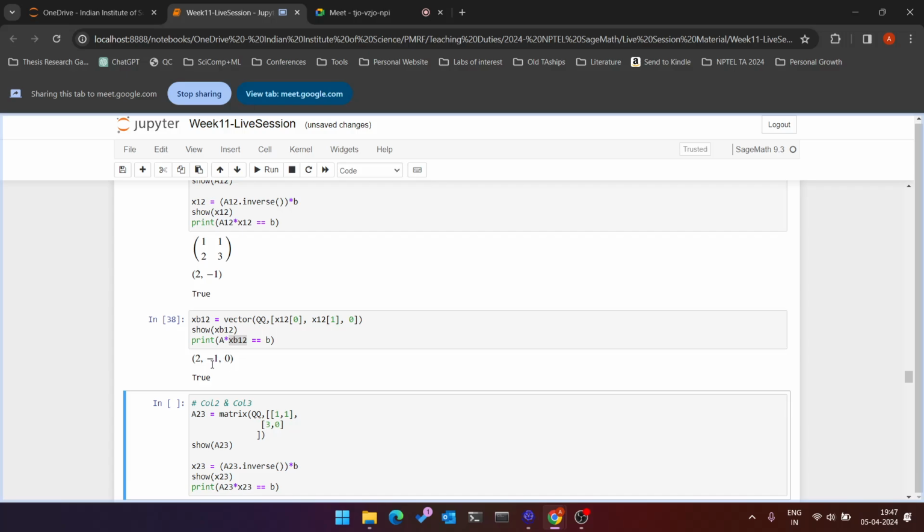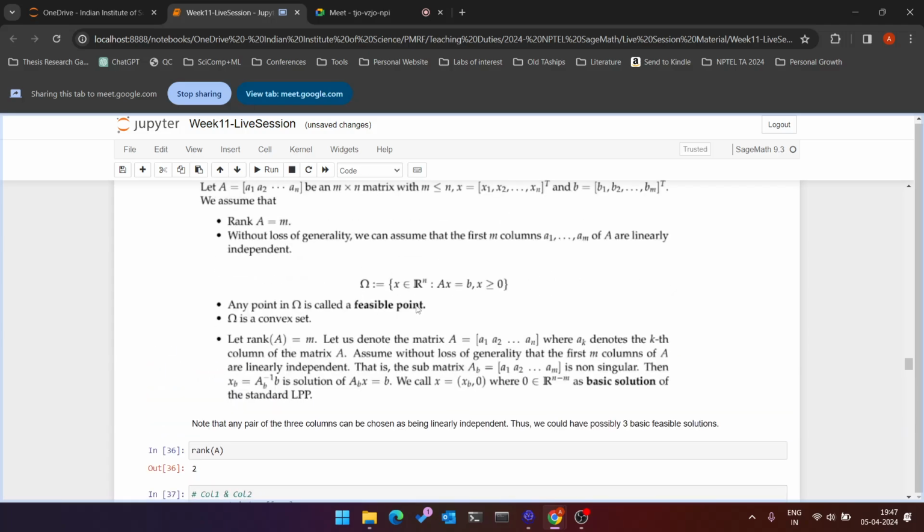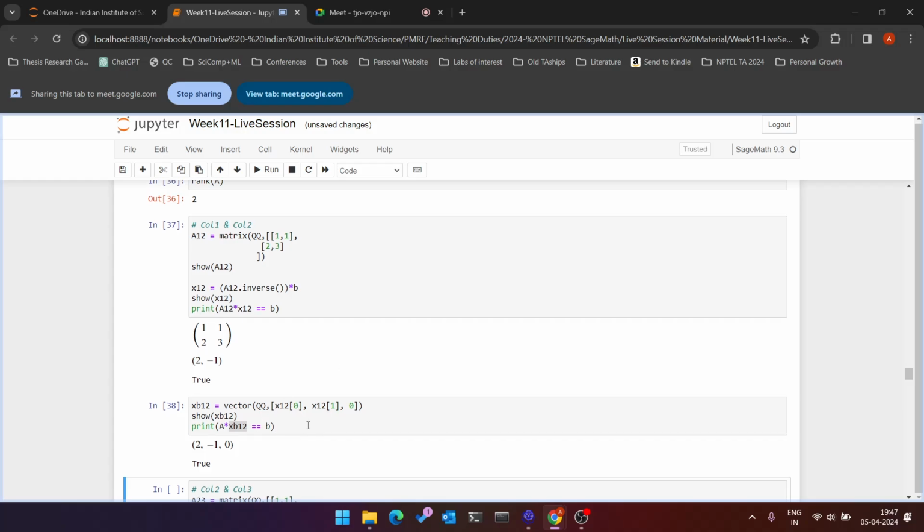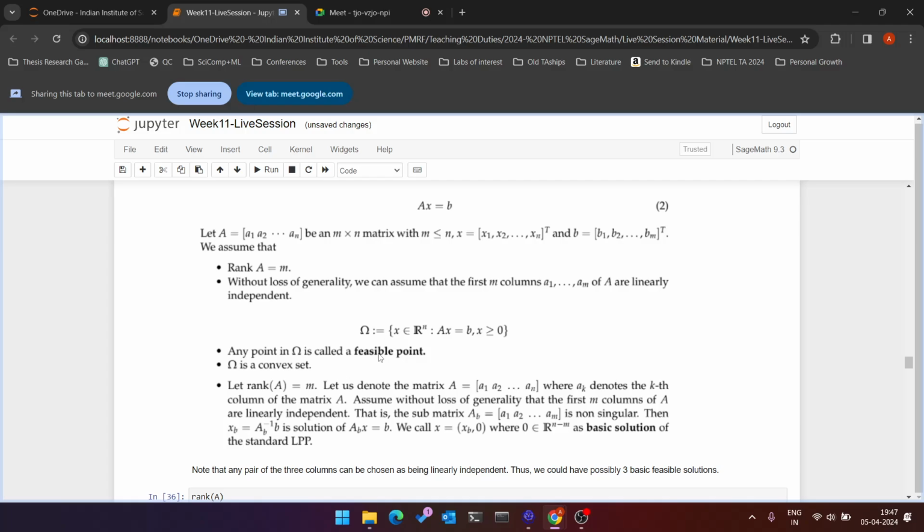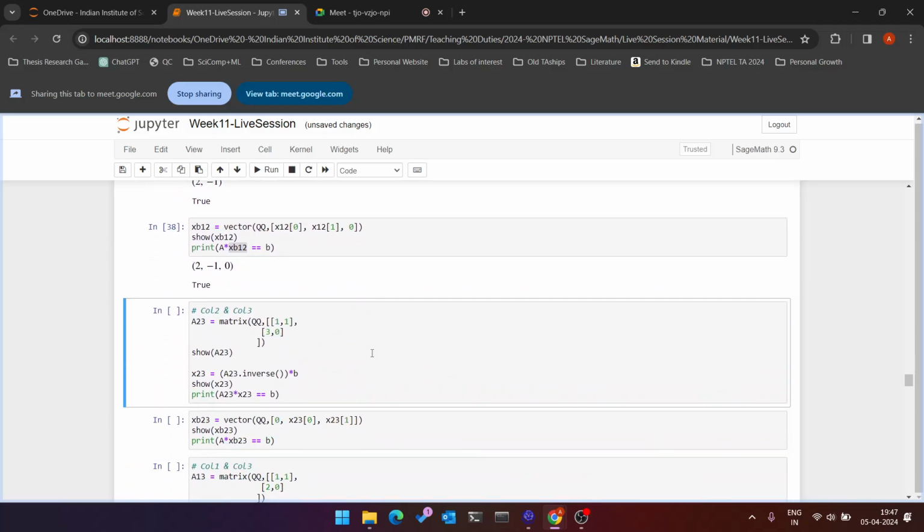However, here we run into a problem. This is a minus 1. We require x to be greater or equal to 0. So actually, this turns out to be not at all a feasible solution. So it's automatically not a basic feasible solution.